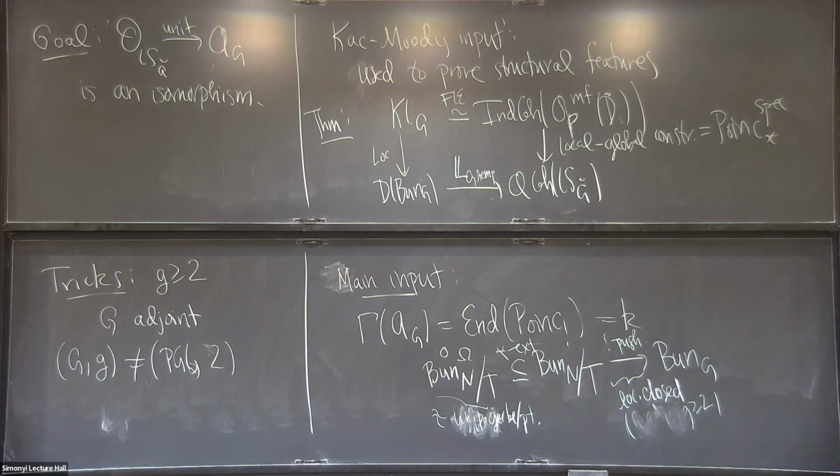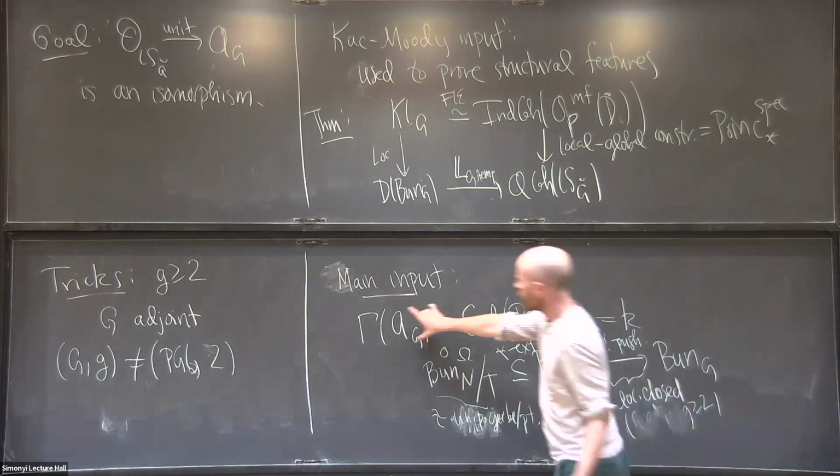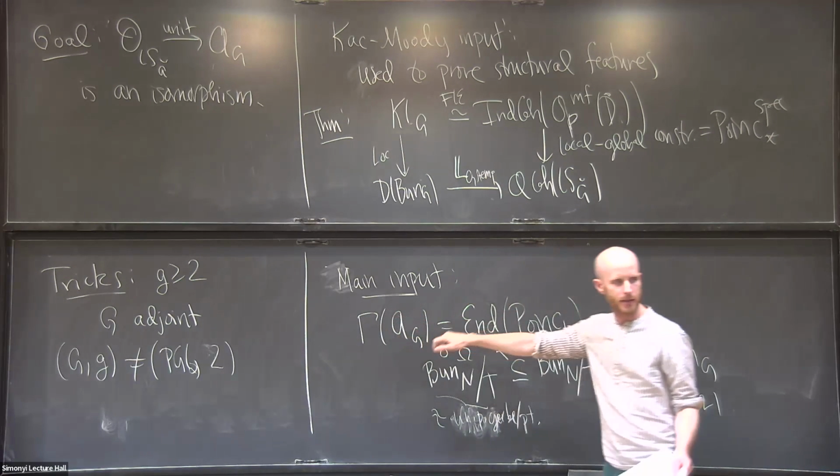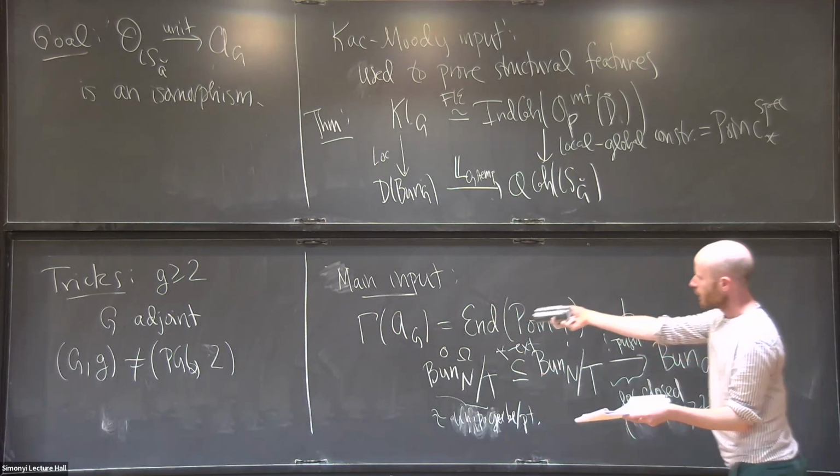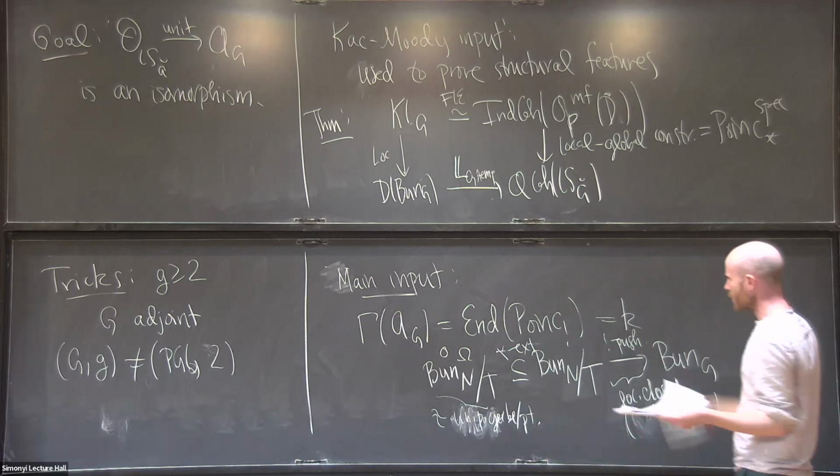The genus is at least 2. So the idea is that this is telling me this is somehow ruling out that the multiplicities are too big or too small. So it's some kind of key input. It says that these global sections of A_G, they're just scalars.